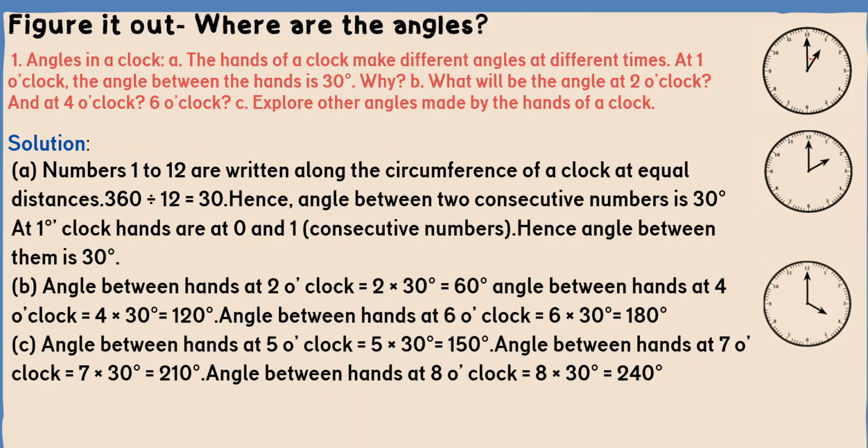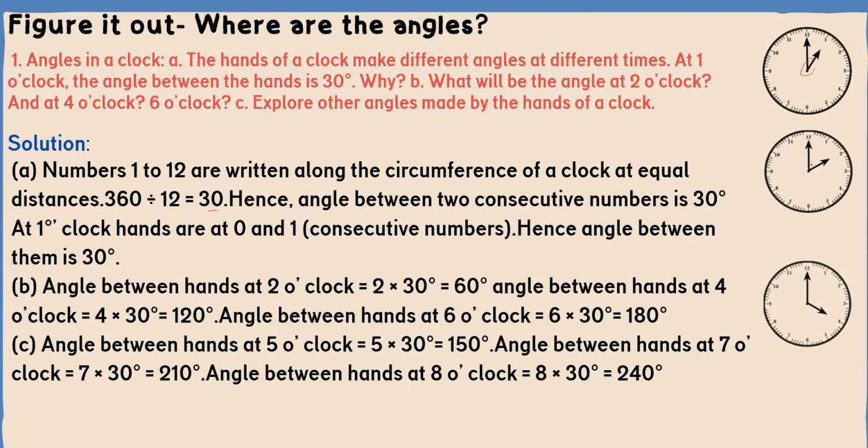We know that the angle at the clock is totally 360 degrees. But how many hours do we have? 12 hours. So each hour is 30 degrees. Therefore, the numbers are written along the circumference of the clock at equal distances. Therefore, 360 by 12 is equal to 30. Hence, the angle between two consecutive numbers is 30 degrees. At 1 o'clock, it is 0 and 1, the consecutive number. Therefore, the angle is 30 degrees.